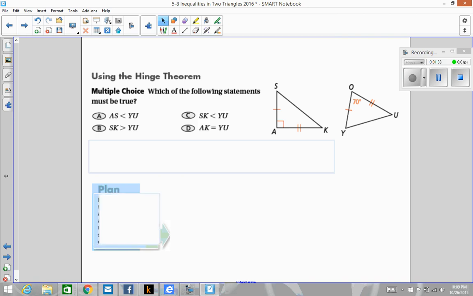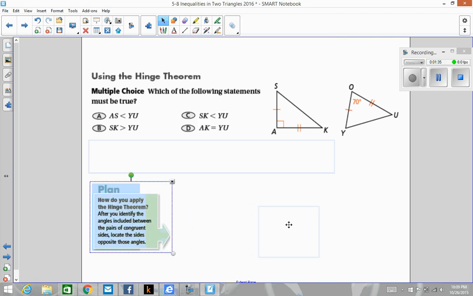All right, so if you didn't do so well, let's look at the plan. How do you apply the hinge theorem here? After you identify the angles in between the pairs of congruent sides, locate the sides opposite those. So if I look at this, and I look at the information here, this angle goes with this side, and this angle goes with this side, because we have the two pairs of congruent sides.